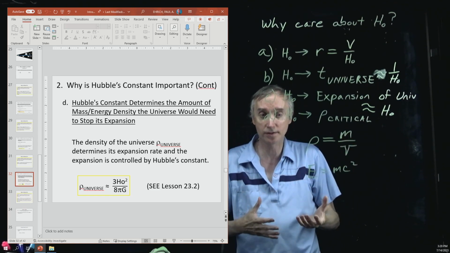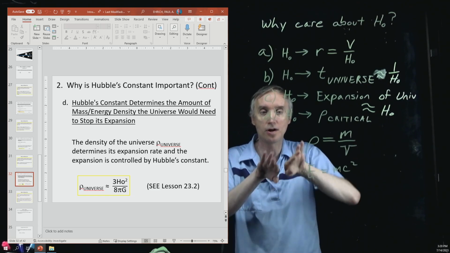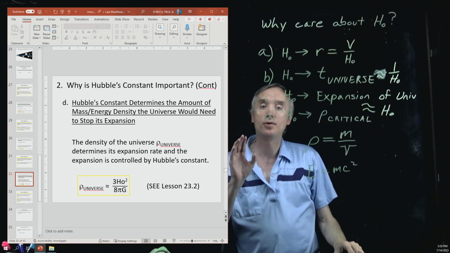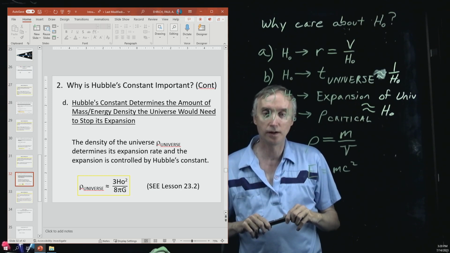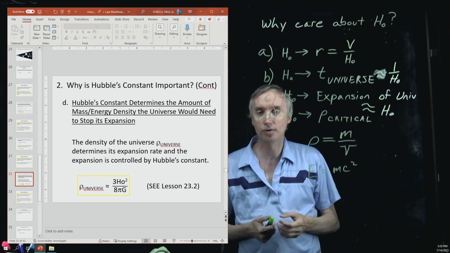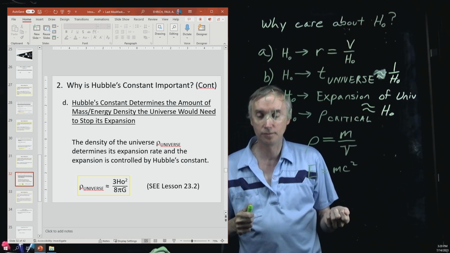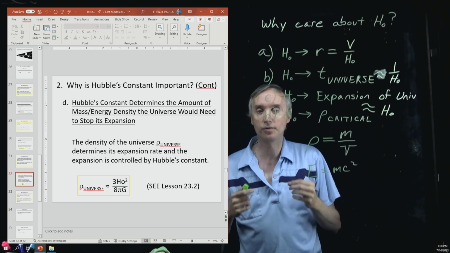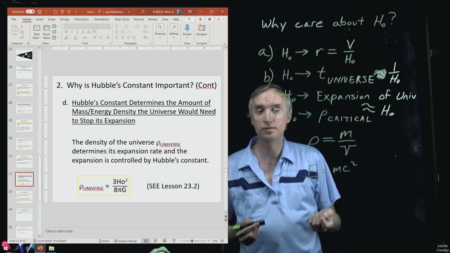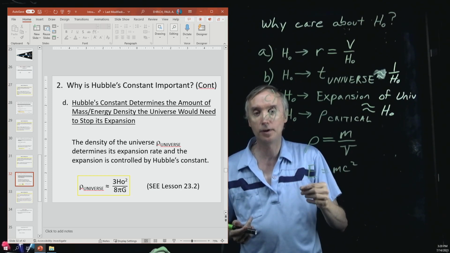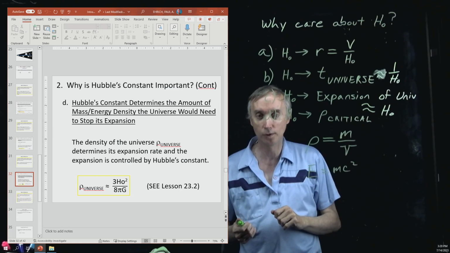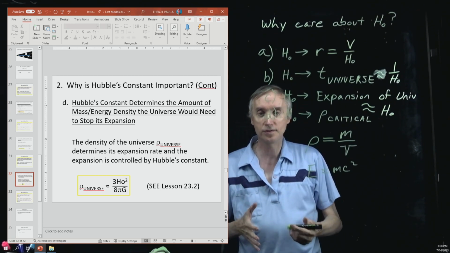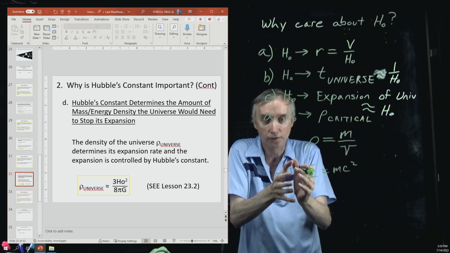Gravity is what's trying to pull the universe in. And in our next lesson, we're going to be discussing things that are causing the universe to expand outwards. Okay, so I'm going to give you this formula in a future lesson, but it says that the density of the universe is equal to 3 times Hubble's constant squared divided by 8 pi big G. Now, do you remember what big G was? Big G was the gravitational constant.